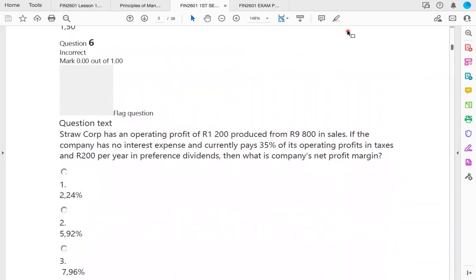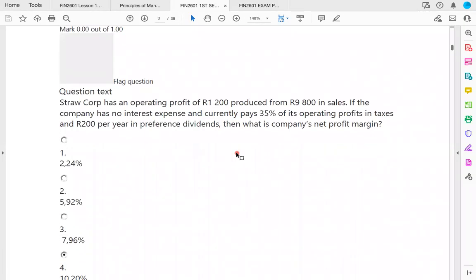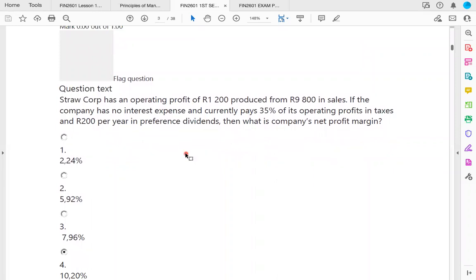Question number 6. So question 6 says, Straw Corp has an operating profit of 1,200 produced from 9,800 sales. If the company has no interest expense and currently pays 35% of its operating profits in taxes and 200 per year in preference dividend, what is the company's net profit margin?